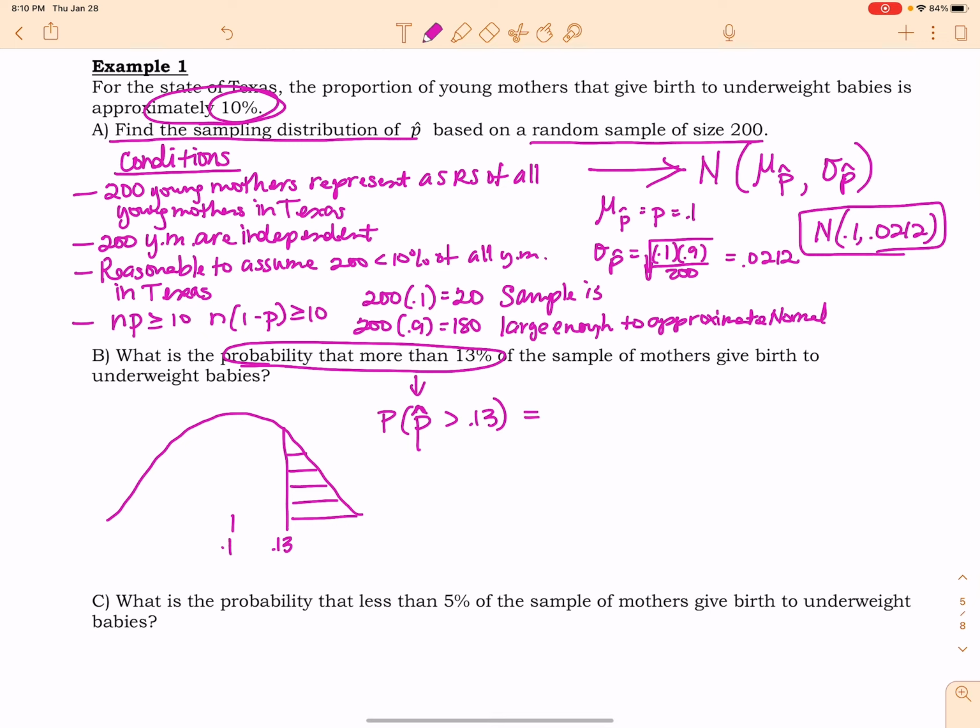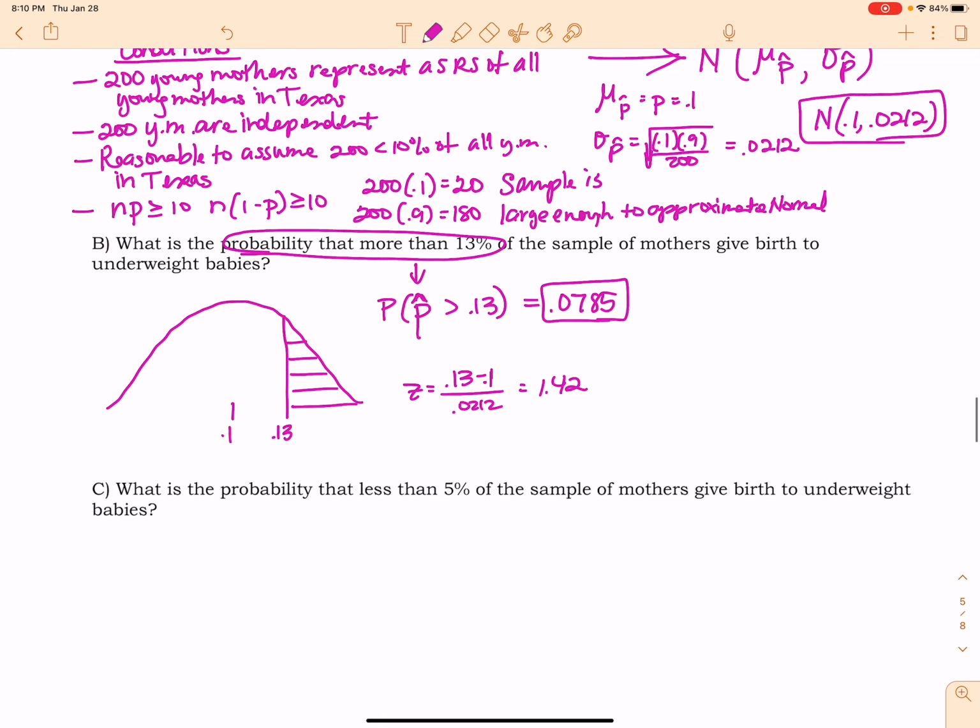And then, of course, in order to find my answer, I can use my chart and look up a z-score. Well, you'd have to find your z-score here. If you did that, you'd have to do this, and then you'd get your z-score, and then you'd look that up on your chart and write your answer. Or you can go to Statplet, or you can use your calculator. Either or any of these situations are going to give you this value right here, 0.0785. So the probability that more than 13% of the sample of mothers will give birth to underweight babies is about 7.85%.